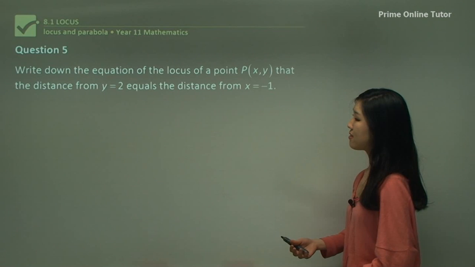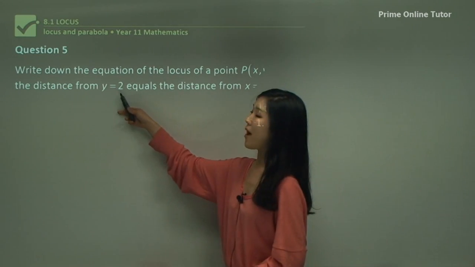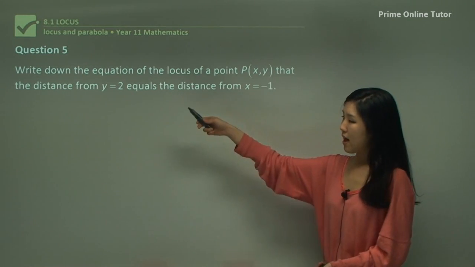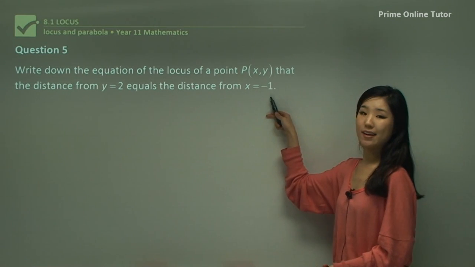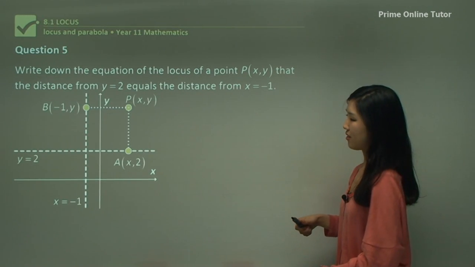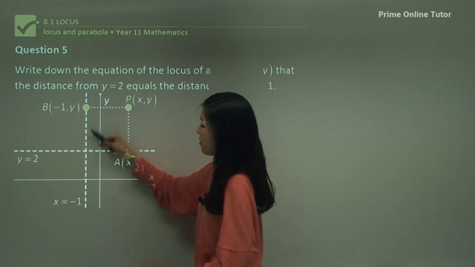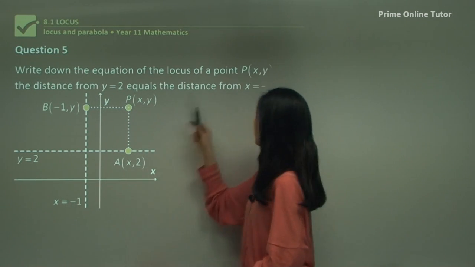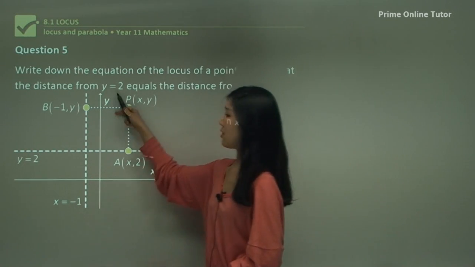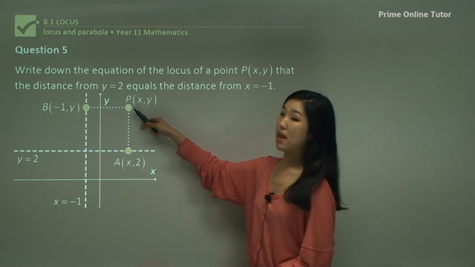Okay, so this time they give me two different equations of a line, y equals 2 and x equals negative 1. So the distance to this line is equal to the distance from that line. Okay, so that's my diagram. I know it may look a bit confusing, but basically this line here is x equals negative 1, and this line here is y equals 2. And this is P, it can be any point.